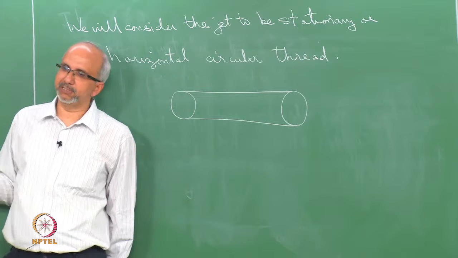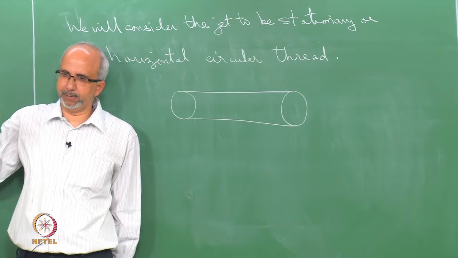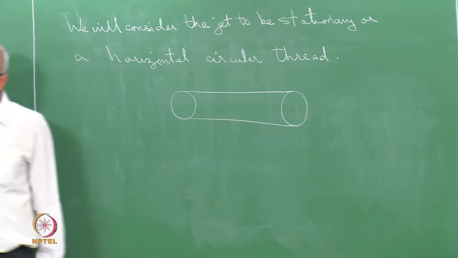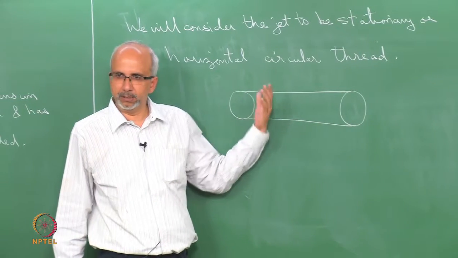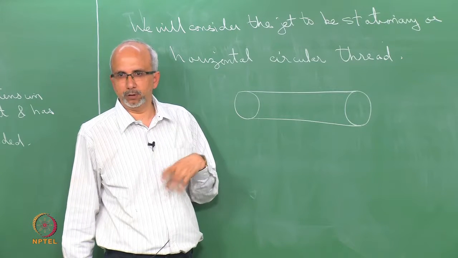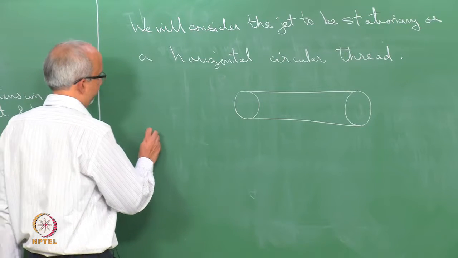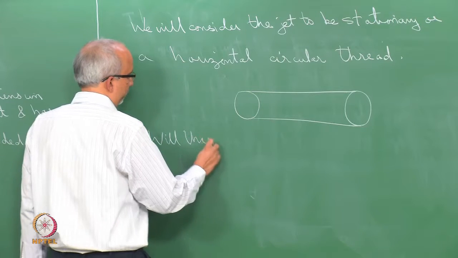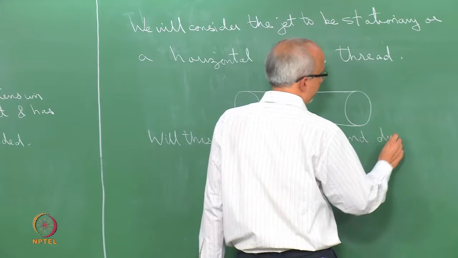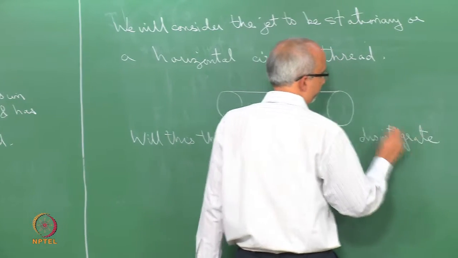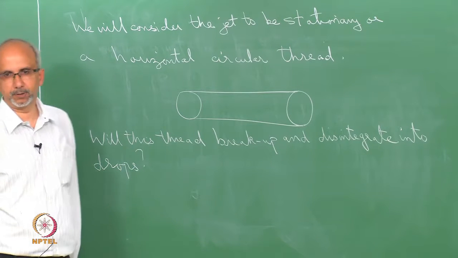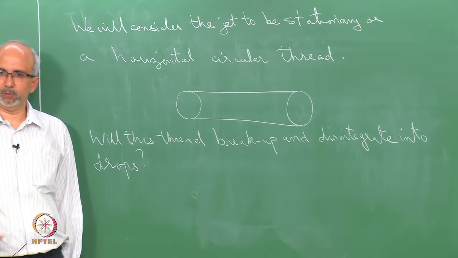So the question now is this: if you had such a liquid thread, would it break up into drops because of surface tension, okay? And there is no acceleration like we had here. That would clearly depend upon the size, because the surface tension force is going to depend upon the size of this thread. The smaller the thread, the more the effect of the surface tension force, because the surface area to volume ratio is higher, okay? So the question we are asking is, will this thread break up and disintegrate into drops, okay? And the next question would be, what would be the size of the drops that we get?